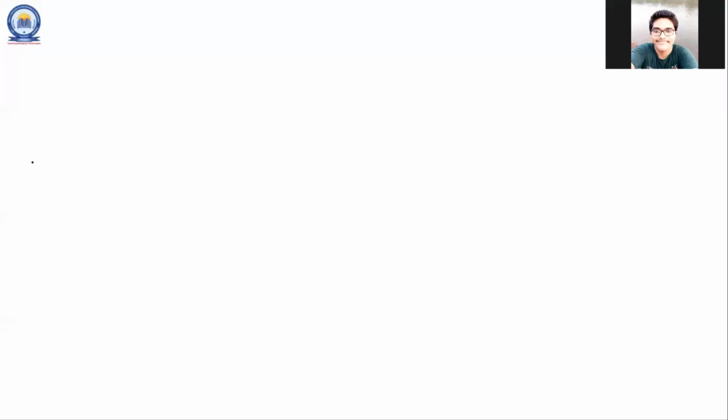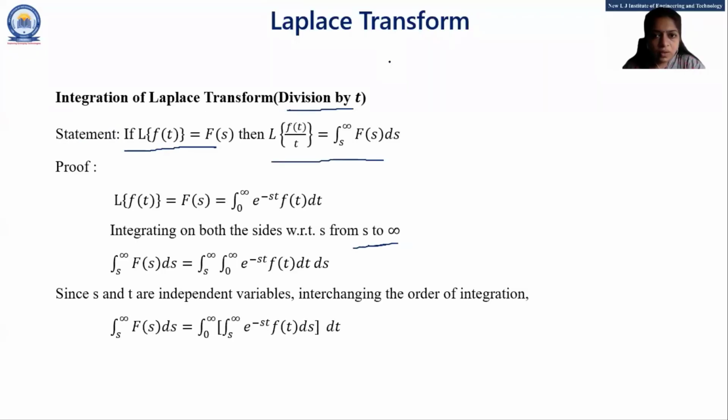Ma'am, I don't know the formula, but I know the method. For example, if t is multiplied by any function, we will find the Laplace of that function and then differentiate it. Okay, okay.